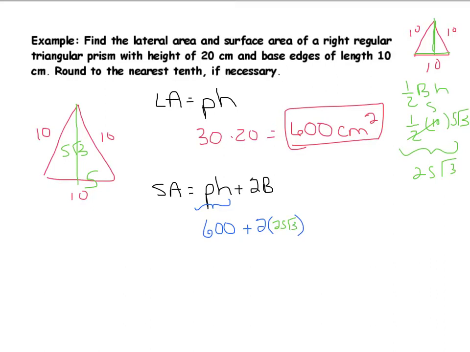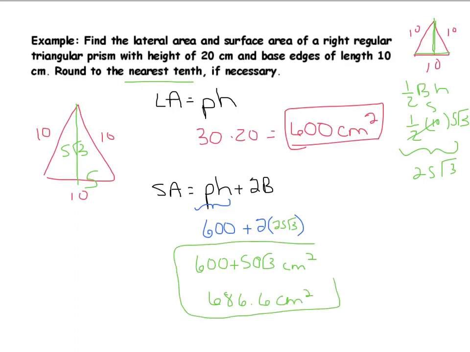All right, so your answer could be 600 plus 50 square roots of 3 centimeters squared. Or if you wanted to type it all into your calculator, I would also accept 686.6 to the nearest tenth, centimeters squared. Now, I will accept both because technically this one is more accurate than this one because there's no rounding. However, it's up to you. So either or is fine.